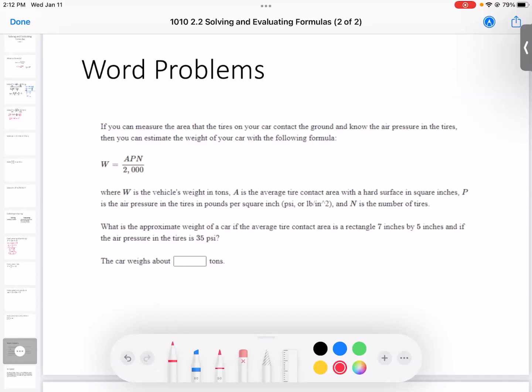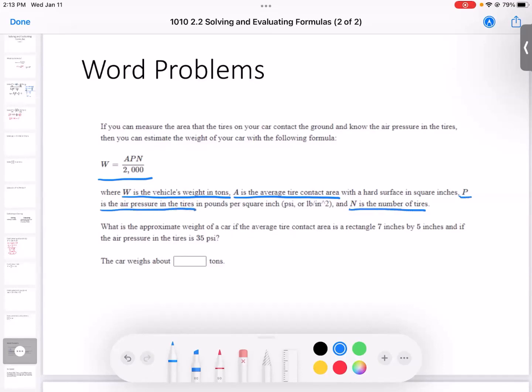So in this case, as I read through it, I'm going to highlight the things that I know and then highlight the things I need. This word problem says, if you can measure the area that the tires on your car contact the ground and know the air pressure in the tire, then you can estimate the weight of your car with the following formula. So the formula is something they gave me. So that's something I know. Then it says where W is the vehicle's weight in tons. So that's an important thing to know, that W in this formula is representing weight. Then A is the average tire contact area. P is the air pressure in the tires.